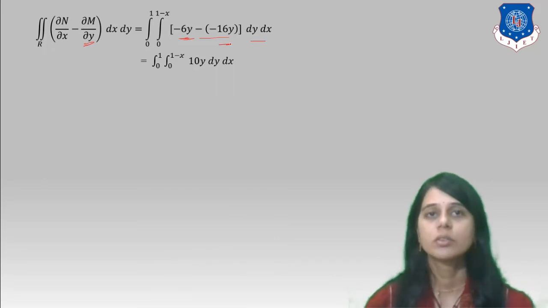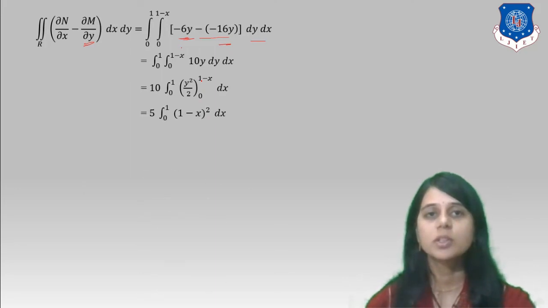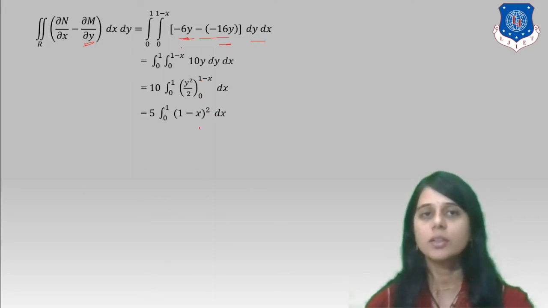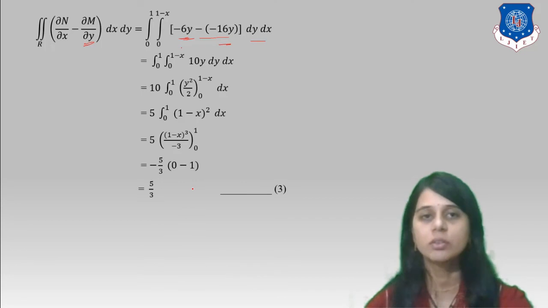Integrate this with respect to x and y. We get y²/2, with 10 common, from 0 to 1 − x. Put the upper limit minus the lower limit, and we get (1 − x)². Again integrating this, we get (1 − x)³ upon −3. Put the upper limit minus the lower limit, and the answer is 5/3. This is our equation 3.